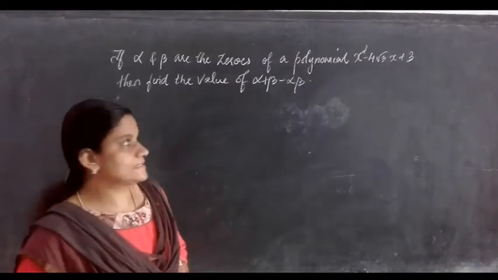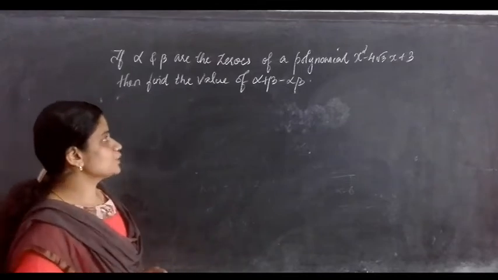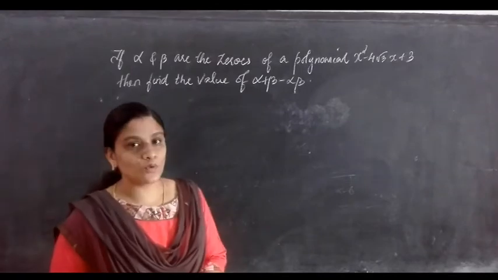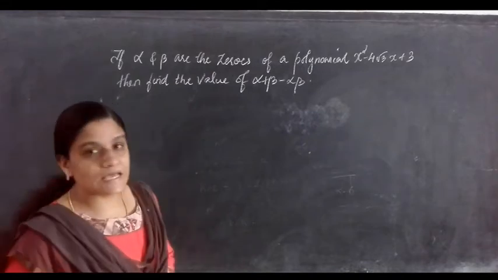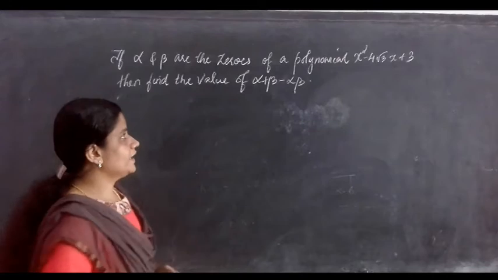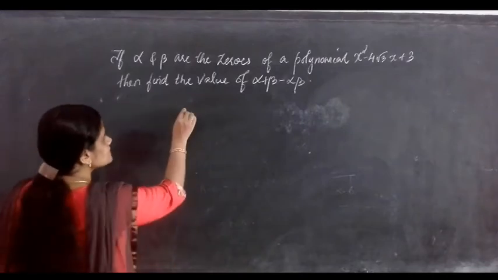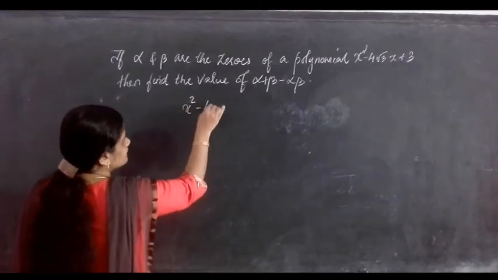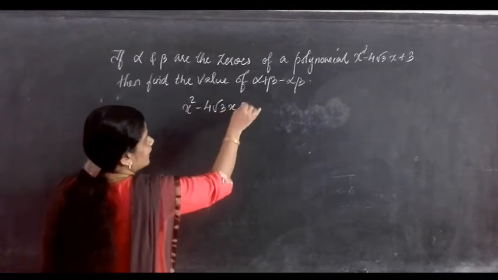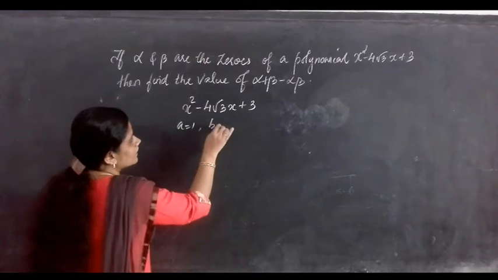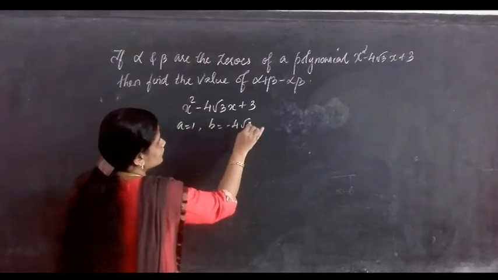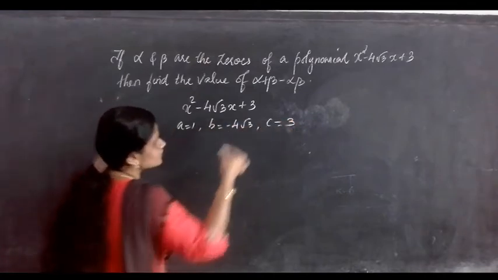Okay. Next question. If alpha and beta are the zeros of a polynomial x square minus 4 root 3 x plus 3, then find the value of alpha plus beta minus alpha beta. Okay. So what is the polynomial given to us? x square minus 4 root 3 into x plus 3. So here what is a? a is equal to 1, b is equal to minus 4 root 3 and c is equal to 3.